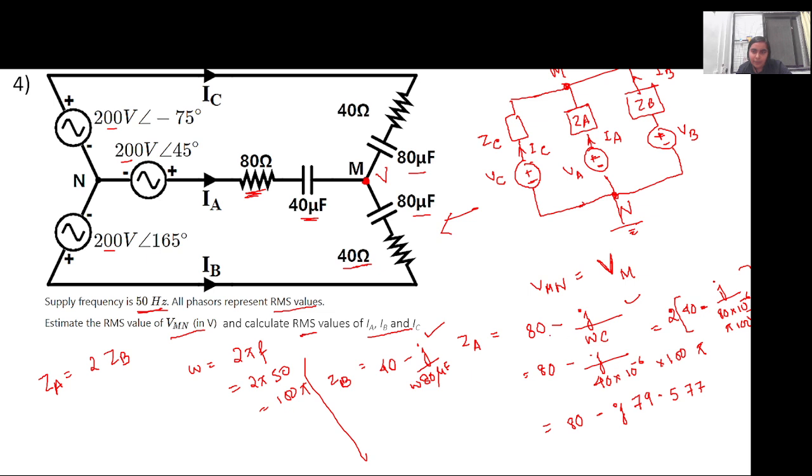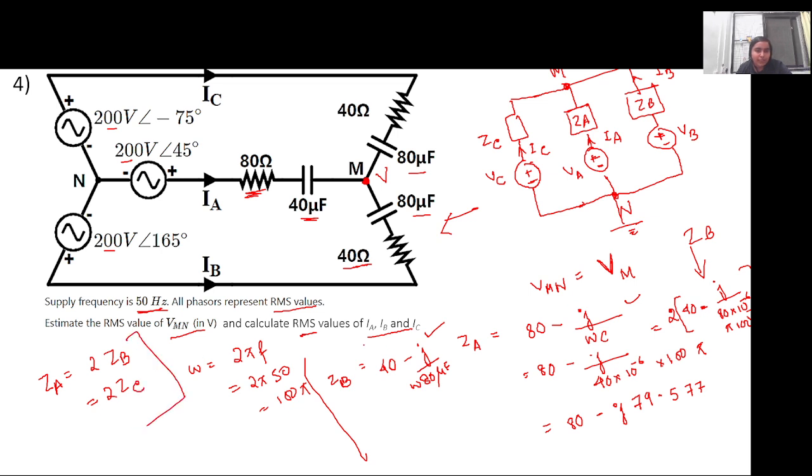Are you getting it? I have just taken 2 common from here, okay? If I take 2 common from here, I multiply numerator and denominator by 2 and take the 2 out. So this comes out to be exactly equal to ZB. So this is 2 into ZB, right? Similarly the branch C is also equal to the branch B, only the voltage is different. So ZA is equal to 2ZB is equal to 2ZC.